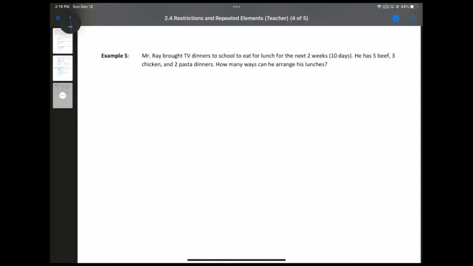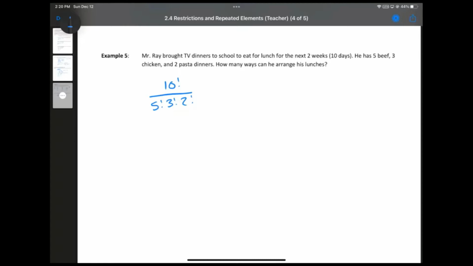So if these were 10 different meals, I could treat them as 10 different meals and say that there'd be 10 factorial ways of eating my lunches. However, we have some repetitions here. The 5 beefs might seem like 5 different things, but they're all identical. So I just do 5 factorial on the bottom. And then we have the 3 chickens, which makes us use a 3 factorial on the bottom, and the 2 pastas gives us 2 factorial on the bottom.